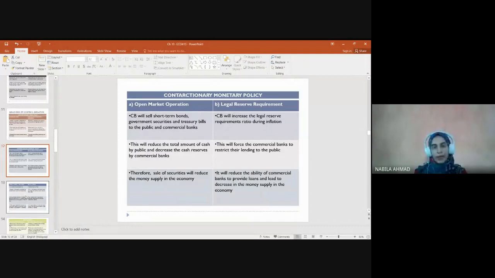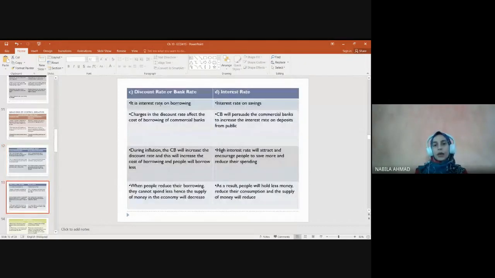Okay, kemudian discount rate or bank rate. Interest rate on borrowing. Changes in the discount rate affect the cost of borrowing. So during inflation, the central bank will increase the discount rate and increase the cost of borrowing. So people reduce their borrowing so they can spend less, so they will save more lah. Interest rate on saving pula, central bank will persuade the commercial bank to increase the interest rate on deposits from the public. High interest rate will encourage people to save more.